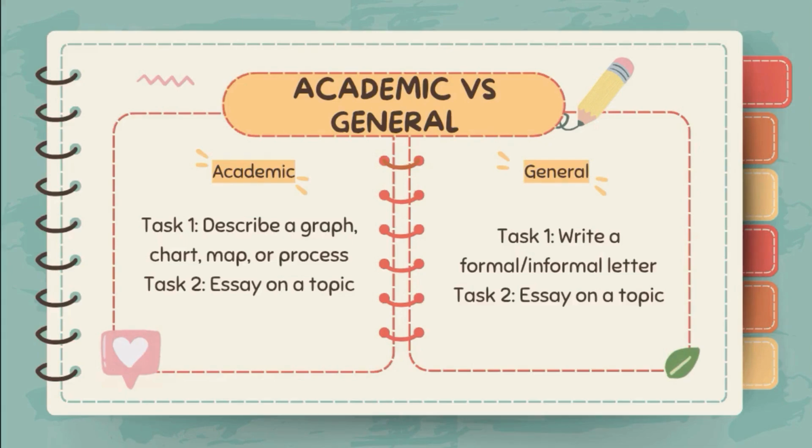While in general training, you would be writing a letter. The letter can be formal, informal, semi-formal, depending on what type of questions you would get. And for both parts, that is a major difference. However, the word count remains the same. Whether it is the data description or whether it is the letter writing, you only have to write 150 words and not more than that.